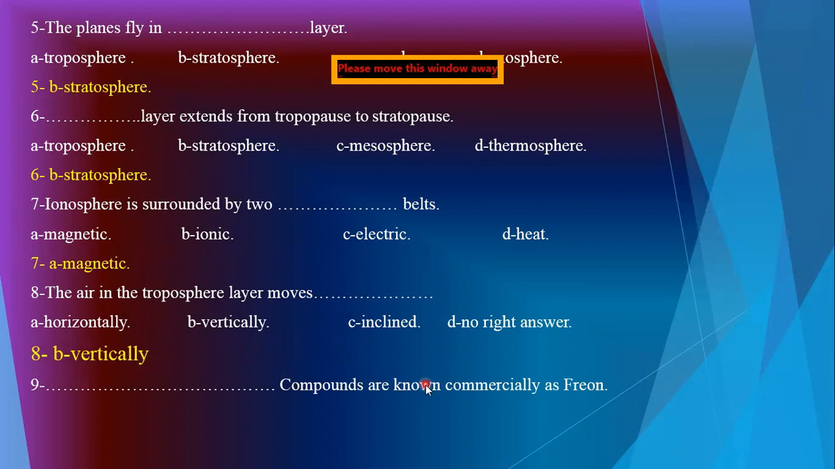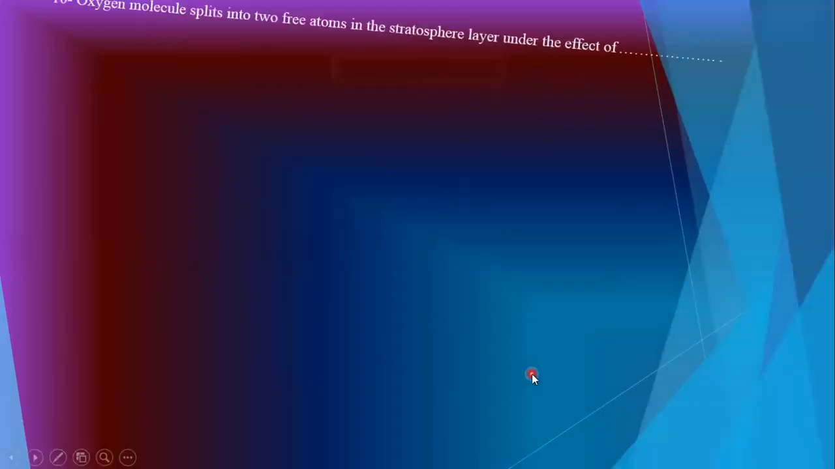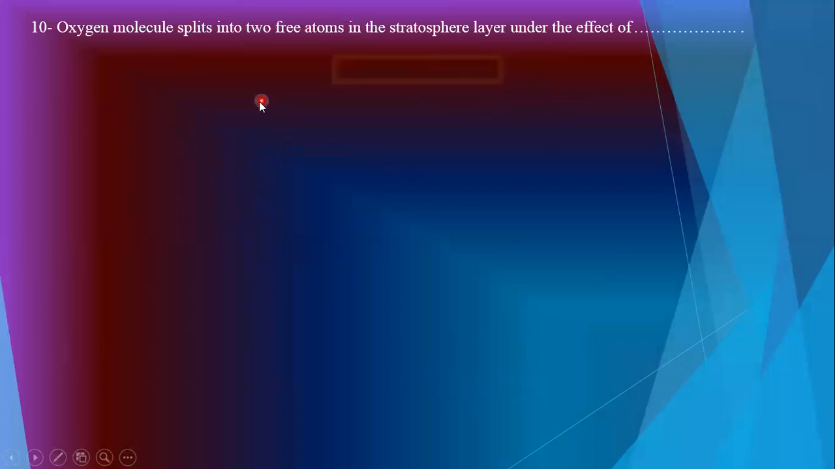Number 9. The compounds known commercially as freons are CFC, chlorofluorocarbon, as written here. Okay, number 10. Oxygen molecules split into two free atoms in the stratosphere layer under the effect of what?